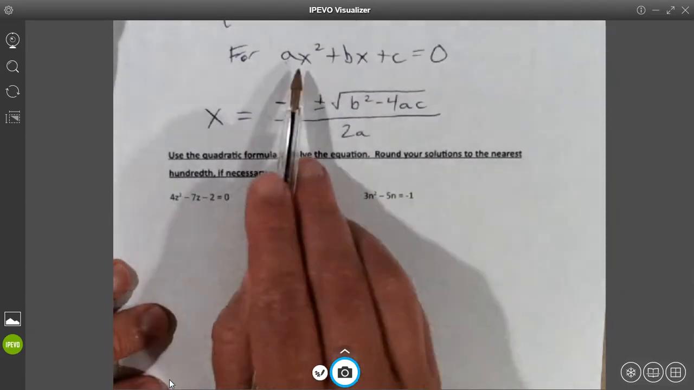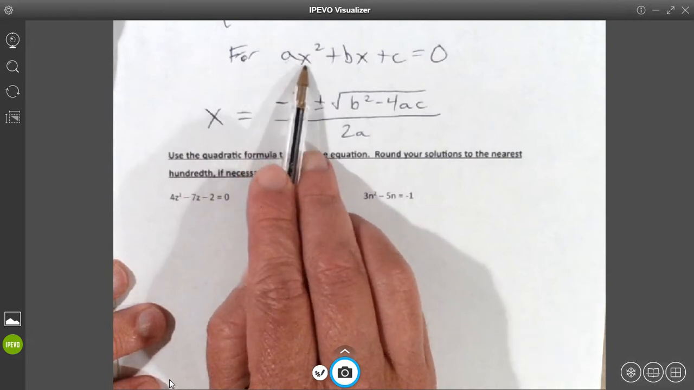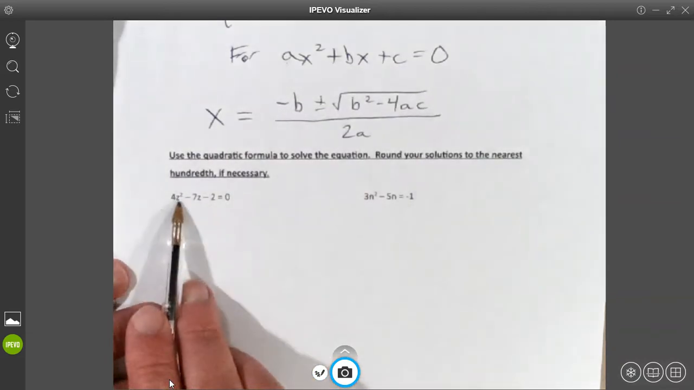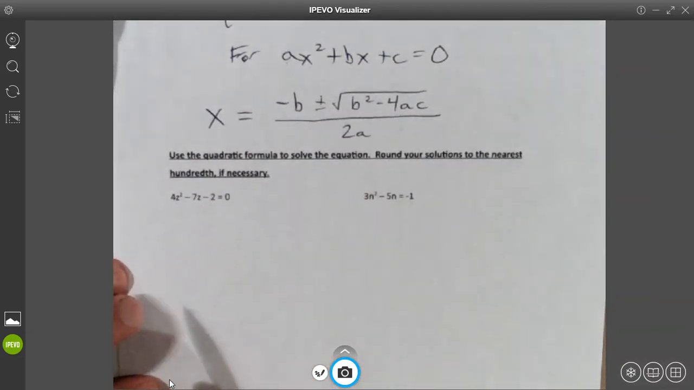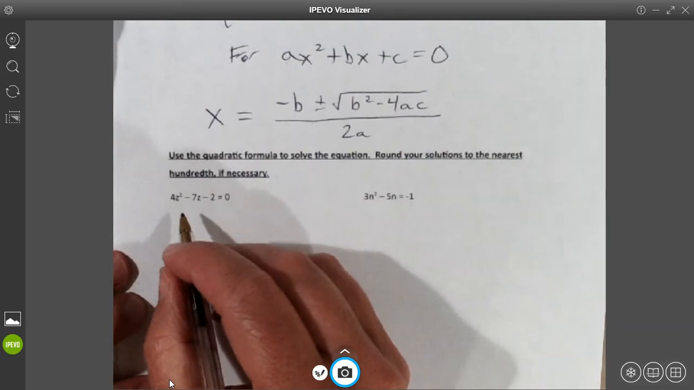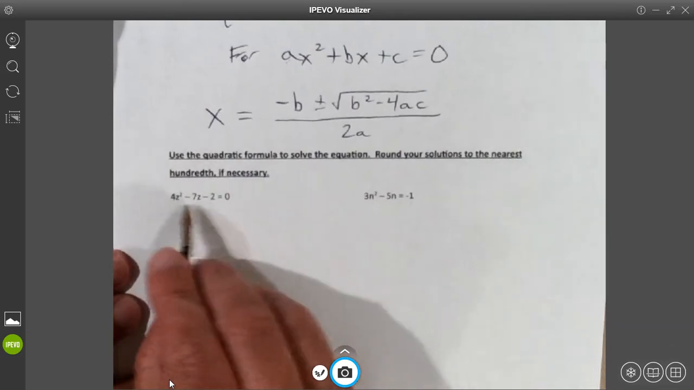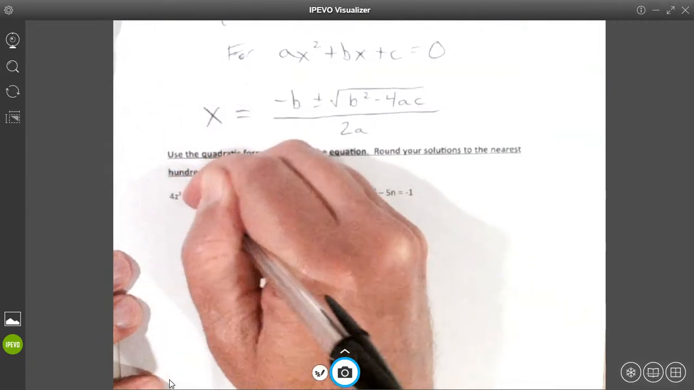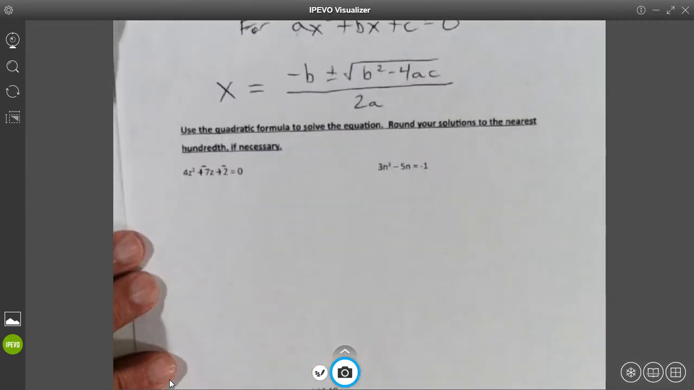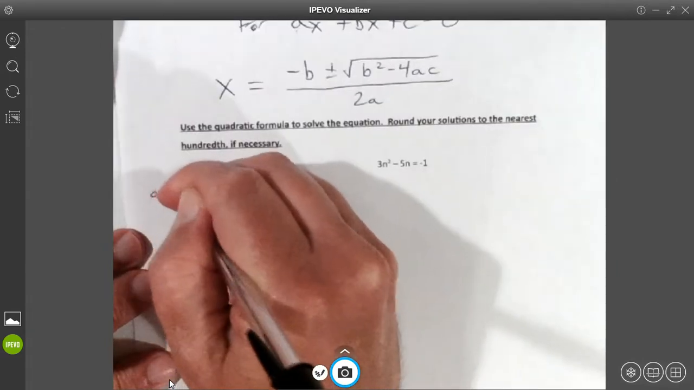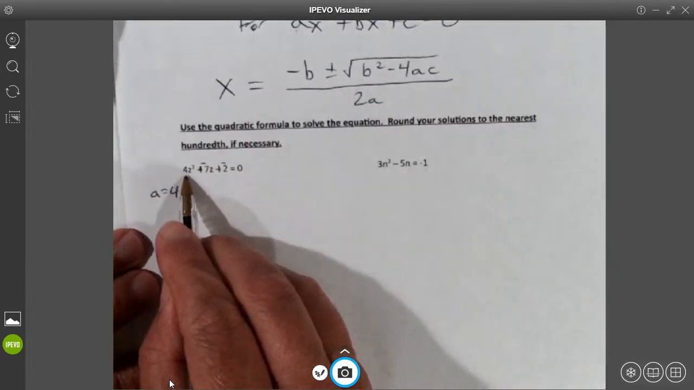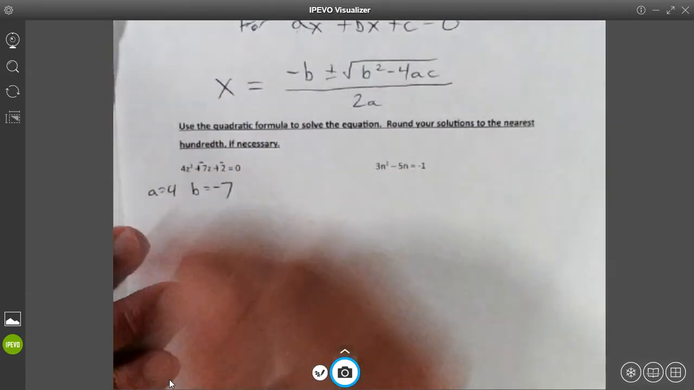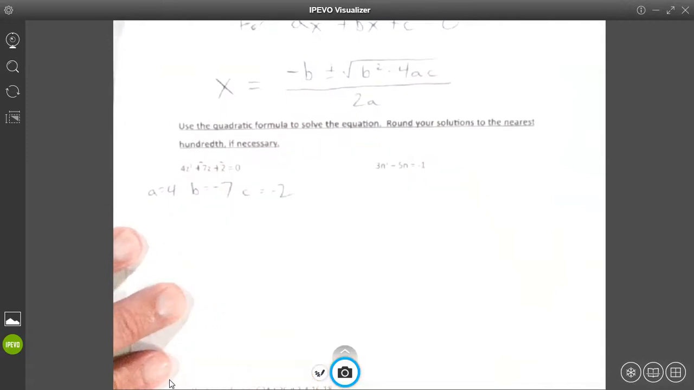A is the coefficient in front of your squared term, b is the coefficient in front of your x term, and c is your constant. Now I know we're using z's here instead of x's, but that doesn't change anything. So this is already written in the form that we want. Where I see that -7 and that -2, I'm going to make those plus negative. A here has a value of 4 because that's the coefficient of my z squared term. B has a value of -7, and c has a value of -2.